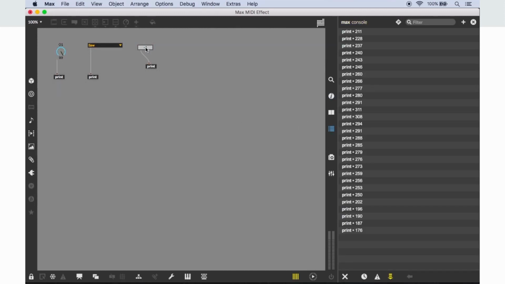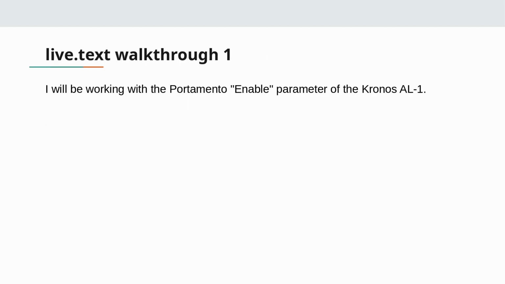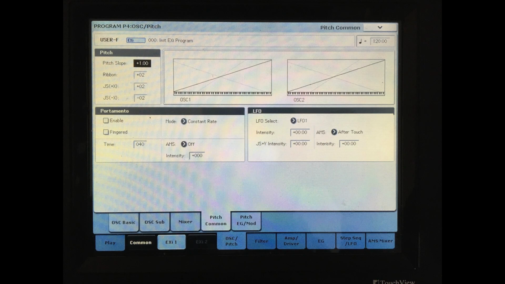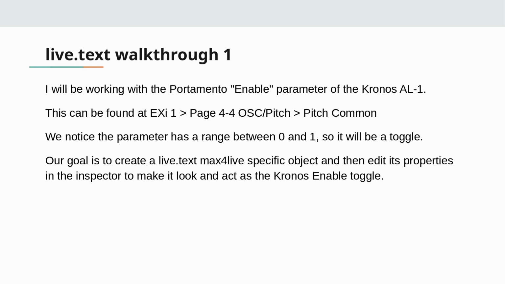Let's repeat the same process with a live.text object. I will be working with the portamento enable parameter of the Kronos AL1. This can be found at EXI1 page 44, oscillator pitch, pitch common. We notice the parameter has a range between 0 and 1, so it will be a toggle. Our goal is to create a live.text Max for Live specific object and then edit its properties in the inspector to make it look and act as the Kronos enable toggle.